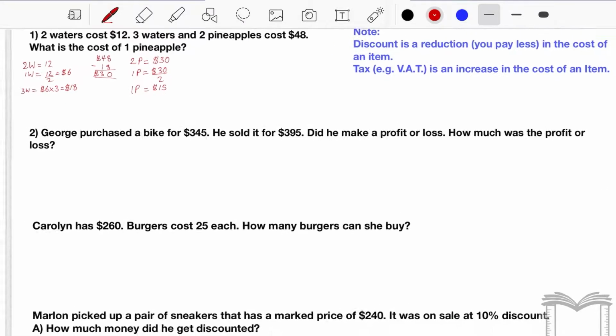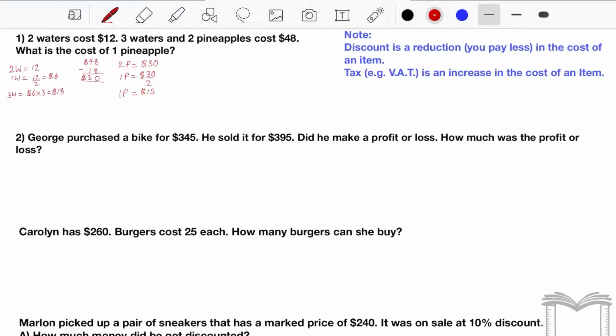Number 2. George purchased a bike for $345. He sold it for $395. Did he make a profit or loss? How much was the profit or loss?